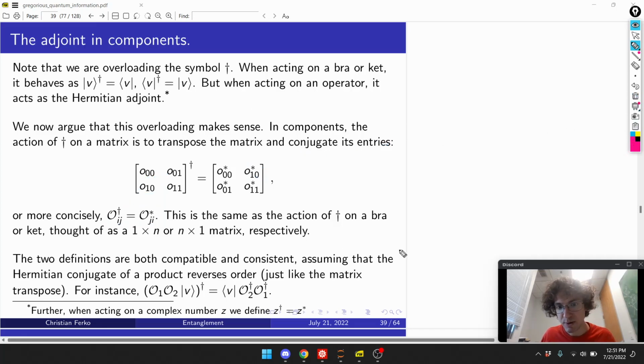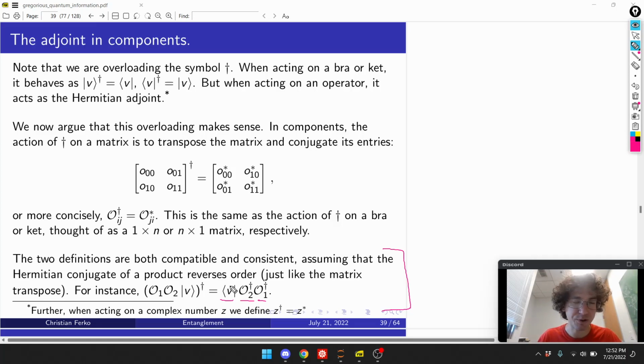Or saying that differently, the 2 definitions are compatible, as in they act in the same way if you interpret a bra or ket as a matrix, and they're consistent. What does consistent mean? Consistent means if I act with dagger on some combination of objects that defines a ket, that's the same as acting with my notion of dagger on each of the individual objects. So I act with dagger on V, ket V turns into bra V. I act with dagger on O2, get O2 dagger, and act with dagger on O1 and get O1 dagger, but this reverses the order. So if you just remember that dagger reverses the order and then acts on each element in the string, you will always get a consistent result.